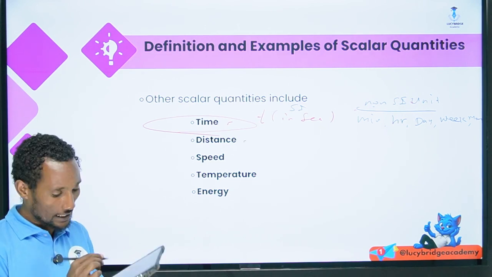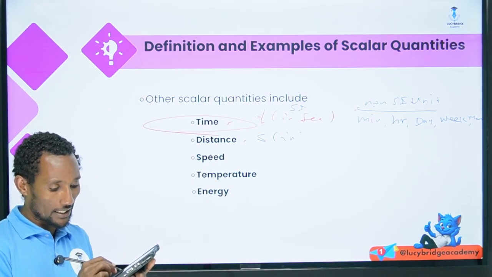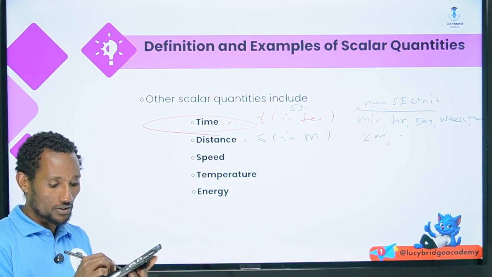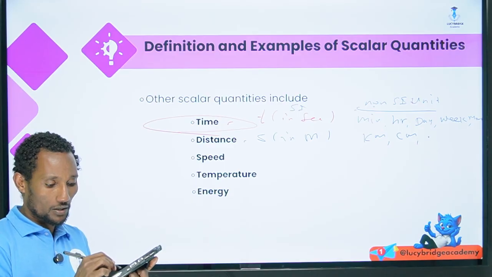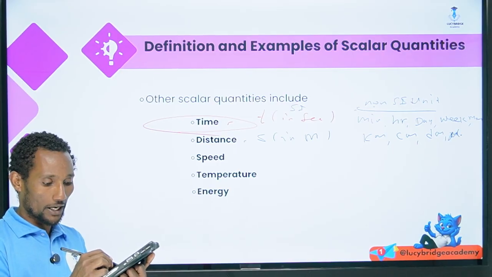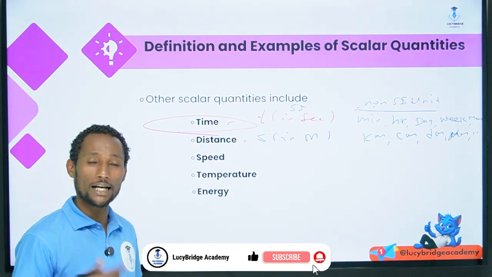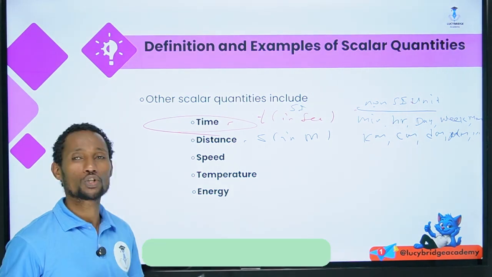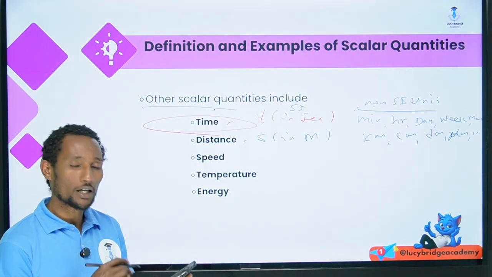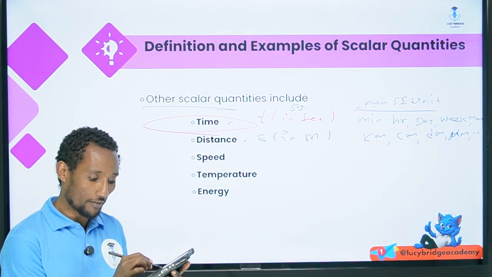Whereas distance or length, which has an SI unit in meter, and the non-SI units like kilometer, centimeter, decimeter, micrometer, and so on. Light year, astronomical unit, and so on. We have different units which can be measured for scalar and vector quantities. But in the scalar quantity, like distance, which is measured in meter by its SI unit.